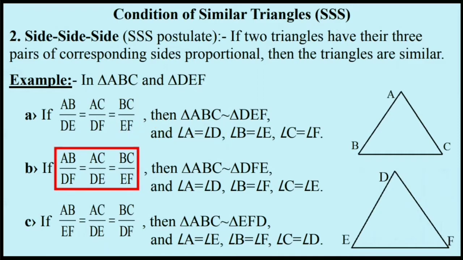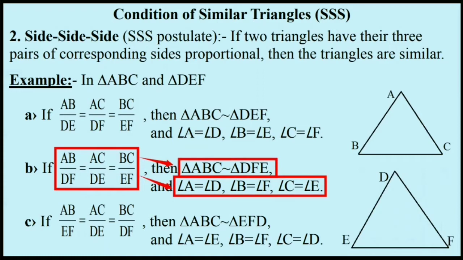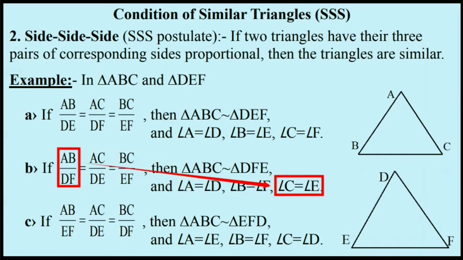Here is another case. Case B says, if AB by DF is equal to AC by DE is equal to BC by EF, then triangle ABC is similar to triangle DFE and angle A equal to angle D, angle B equal to angle F, and angle C equal to angle E. In the ratio AB by DF, AB has opposite angle C and DF has opposite angle E. Hence angle C is equal to angle E.